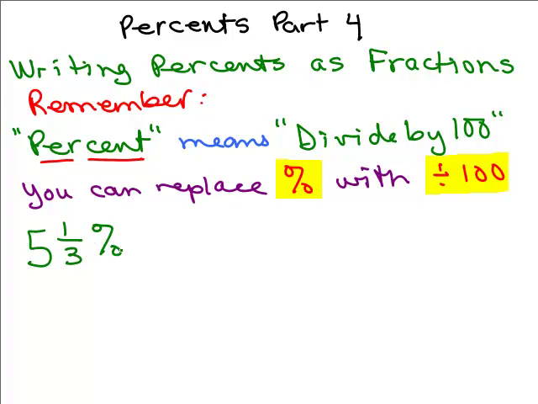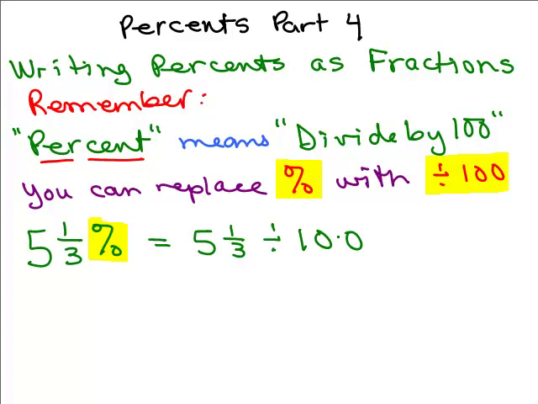And so how do we deal with that? Well, remember, percent means out of 100, which means you can divide by 100. So one thing you can do is replace the percent sign with divide by 100. So 5 1/3, instead of writing the percent sign, you could write divide by 100.